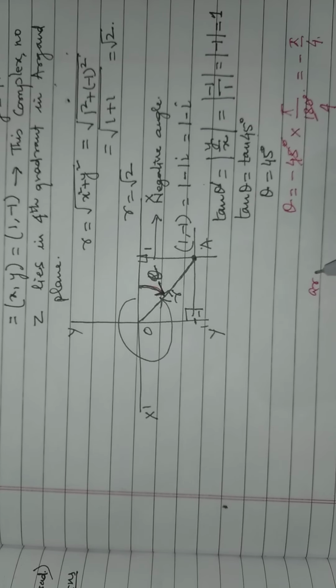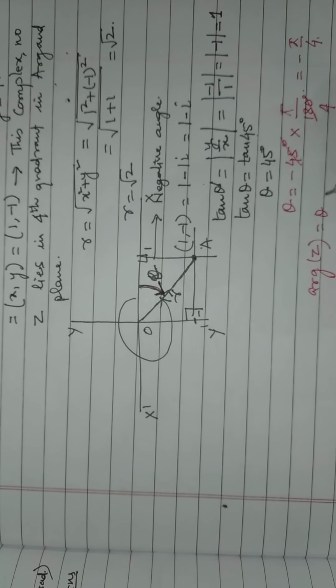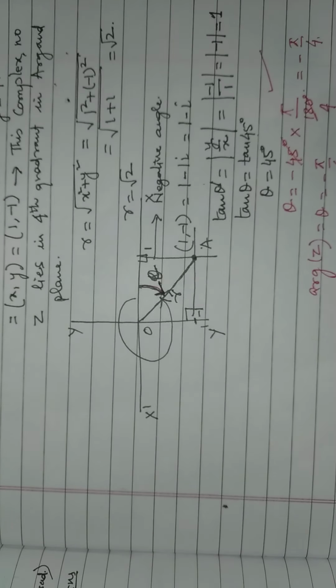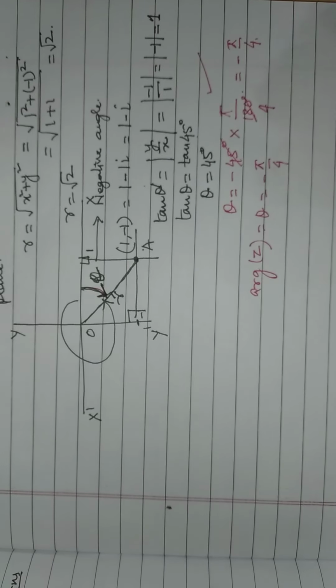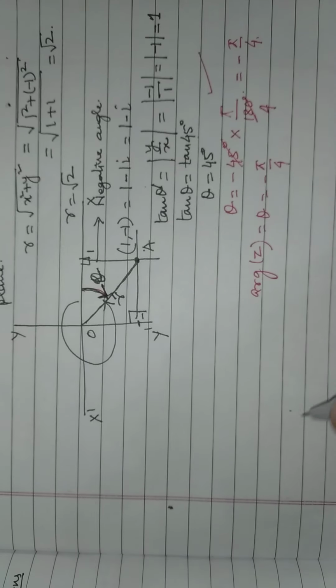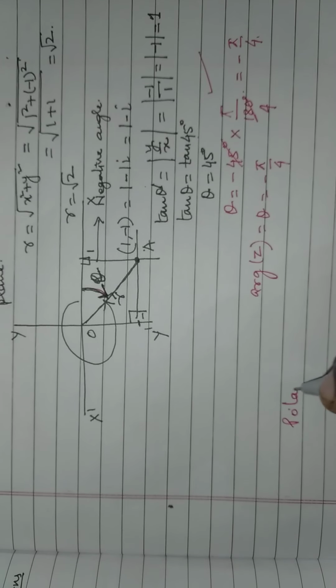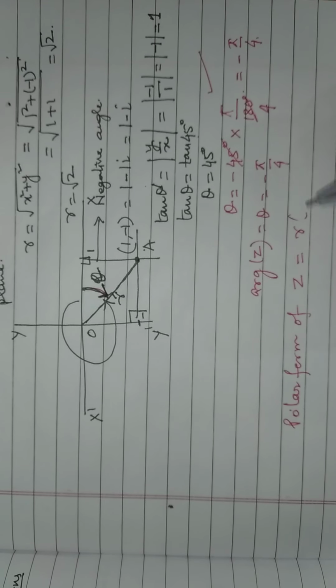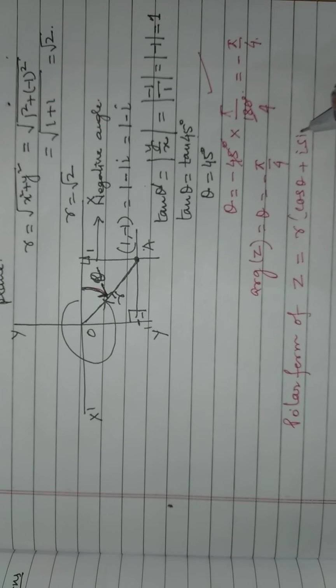So the argument of this complex number z is equal to theta, and then it is minus pi by 4. Here you will find theta is 45 degrees, but as the argument is minus theta, here minus theta. So now the polar form of this complex number z is equal to r times cos theta plus i sin theta.